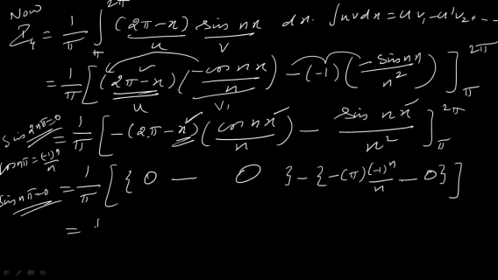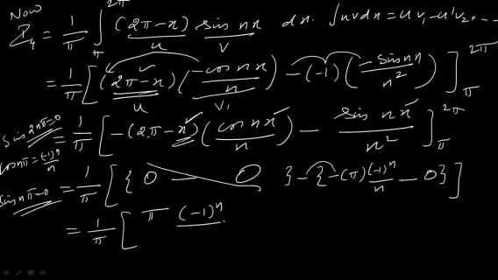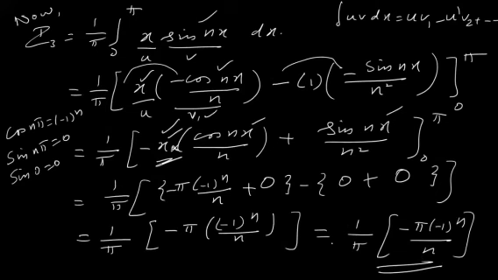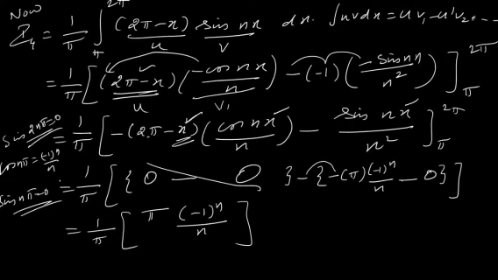Let me simplify this. So 1 by pi. So we don't have it. This term minus, here you have minus and minus become plus pi of minus 1 whole power n divided by n. So your I3 value is 1 by pi minus pi of minus 1 whole power n divided by n. So here itself you get the same value. Instead of minus, here you have plus, isn't it?